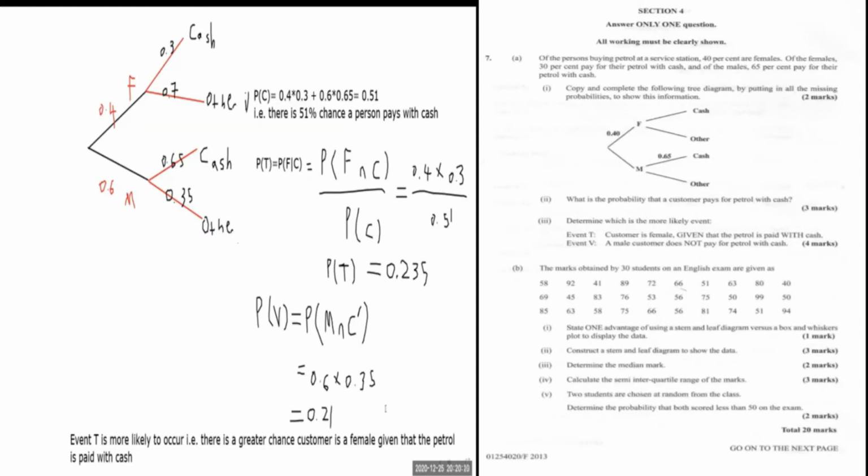Nice and easy, soft. Now we move on to part B of this question. Part B gives us some marks, right? And it says, state one advantage of using stem and leaf versus a box and whisker to plot the display of the data. So we want to state one advantage of stem and leaf over the box plot.